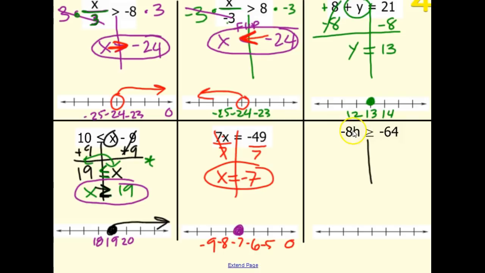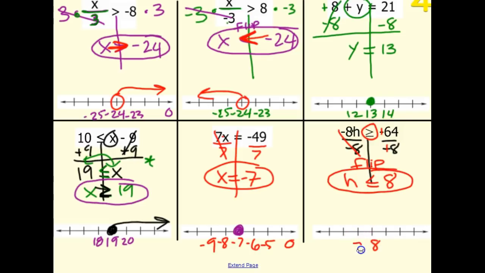Last one like this, the opposite of multiplying by negative 8 would be dividing by negative 8. What happens when you divide by negative? You have to flip your symbol whenever you multiply or divide by a negative. So two negatives here make a positive. 8 times 8 is 64. So there's 8. So 7, 8, 9. Closed circle because we have the equal to right there filled in. And then a less than 8 would be towards 7, or to the left.